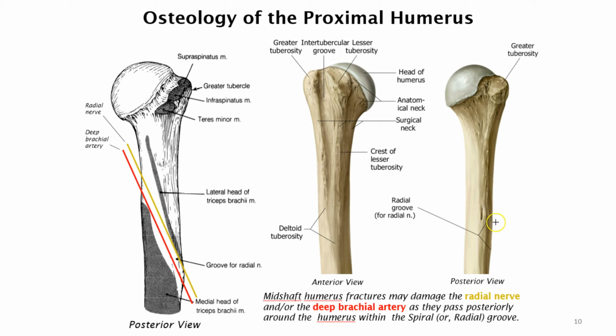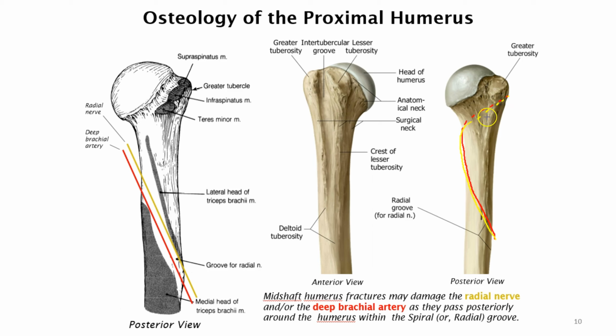Let's draw that in. Here's that deep brachial artery spiraling around the humerus and then going that way. If we go to yellow, we'll draw in the nerve. Here's the radial nerve. Same thing, same course, following with the artery.